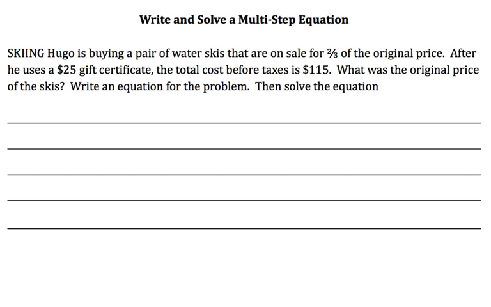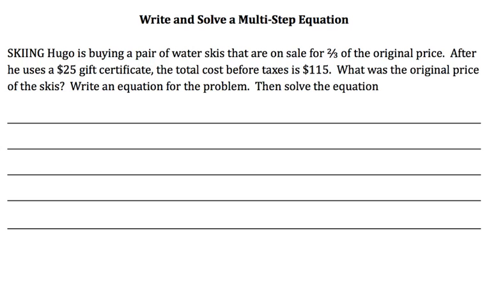Hugo is buying a pair of water skis that are on sale for 2/3 off the original price. 2/3 of the original price. After he uses a $25 gift certificate, the total cost before taxes is $115. And the reason they say that is taxes would just make things a little bit more complicated, so it'd be better to figure this out without taxes before you did one with taxes. What was the original price of the skis?